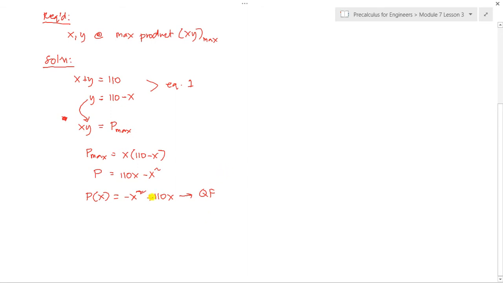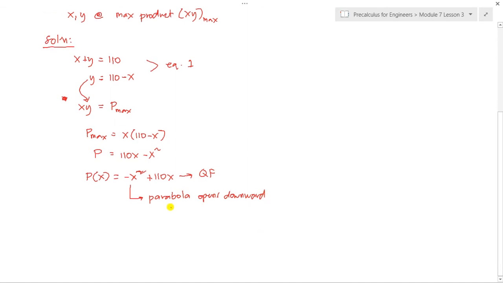So as you've noticed, since the leading term is negative, we can say that this is a parabola that opens downward. Okay, it opens downward, as we can see in the figure that it generates. So that is negative, so it opens downward.